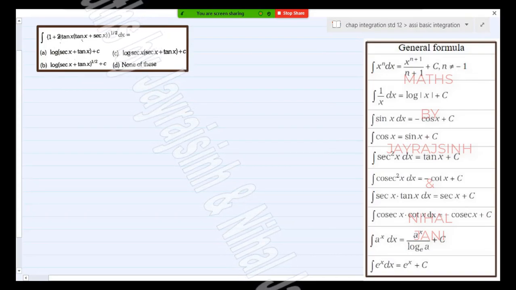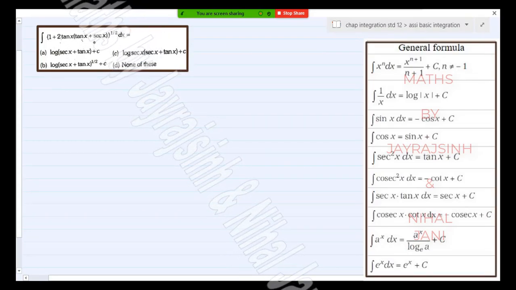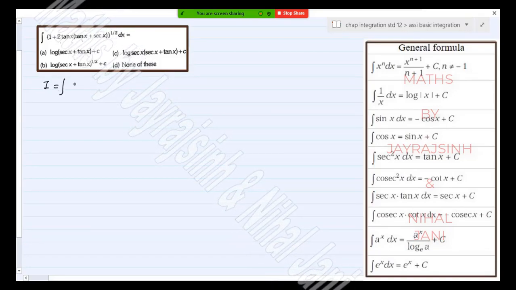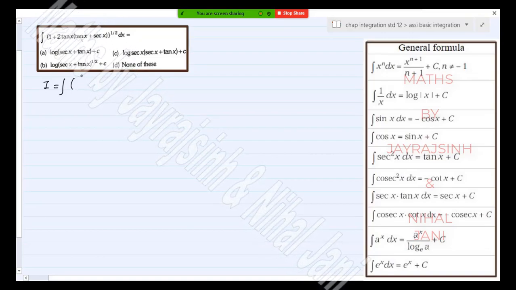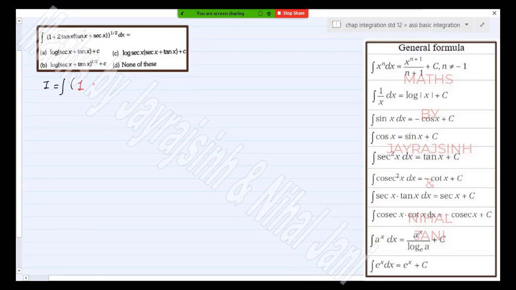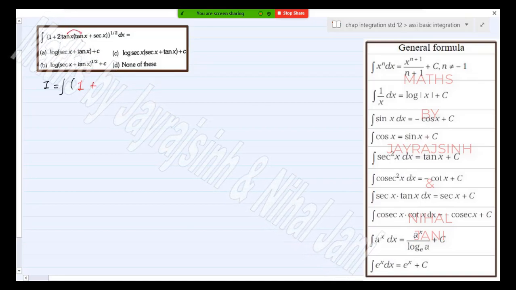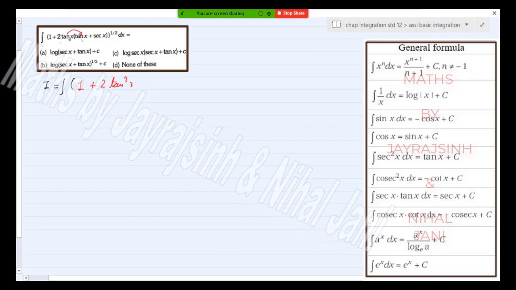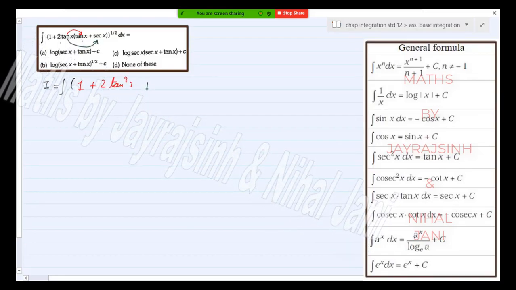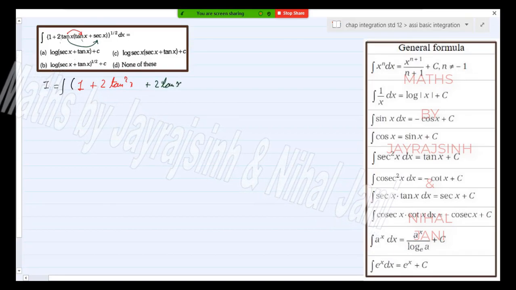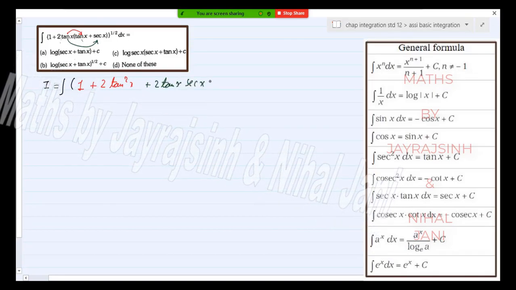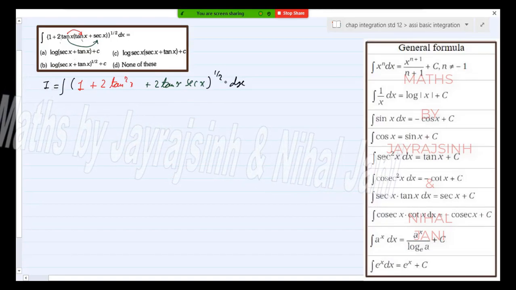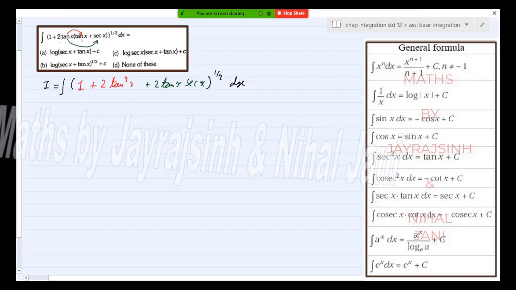Plus 2 tan x into tan x plus sec x, whole raised to 1 by 2. So let's simplify and open the inner bracket. So this 1 will be as it is, plus 2 tan x multiplied with tan x will give us 2 tan square x, and 2 tan x multiplied with sec x will give us 2 tan x sec x, whole raised to 1 by 2 dx.